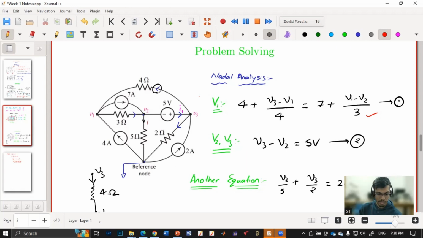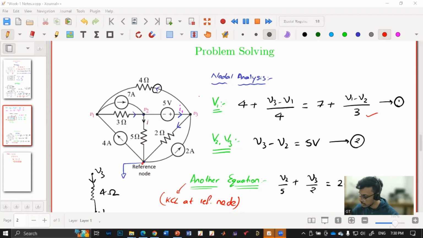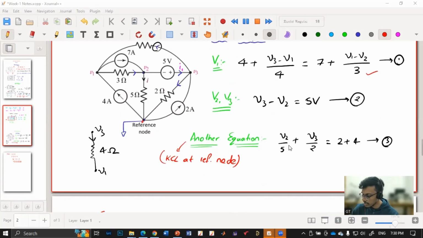Now I have to get another equation. How will I get another equation? I raised the question for the students to think of a way, and one of the students said I can apply KCL at the reference node itself. So this other equation is KCL at the reference node. We can apply KCL because no voltage source is directly connected to another node at this reference node. Current entering is equal to current leaving. Current entering is V2 by 5, and current entering in another branch is V3 by 2, equal to the summation of the current leaving.